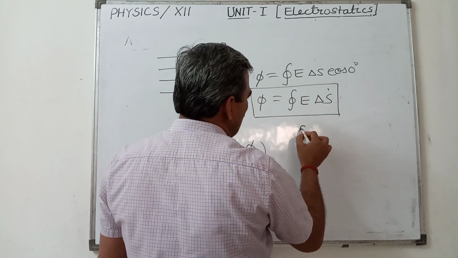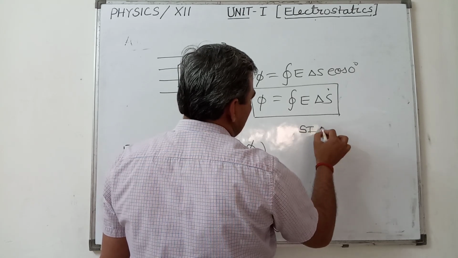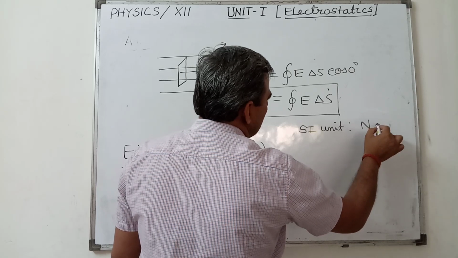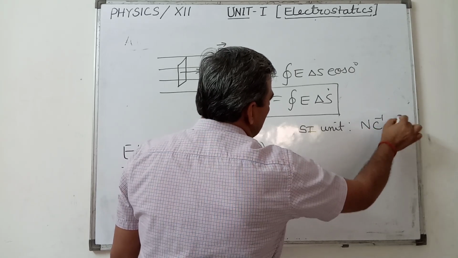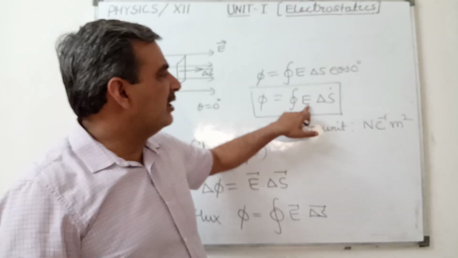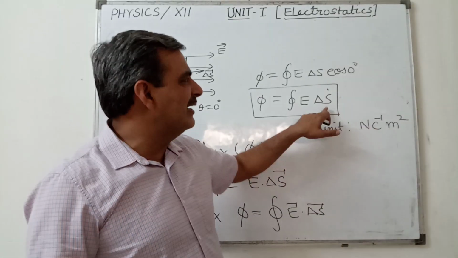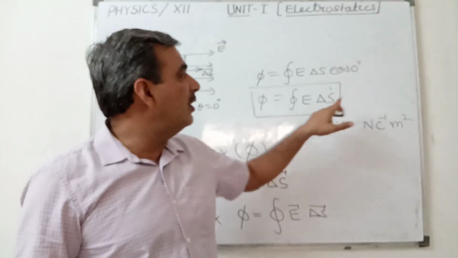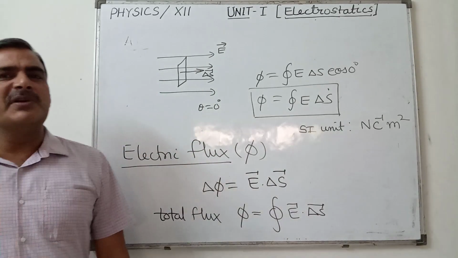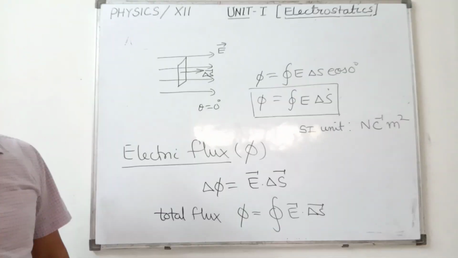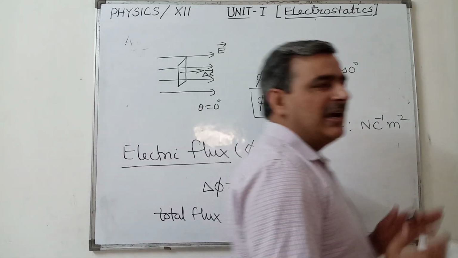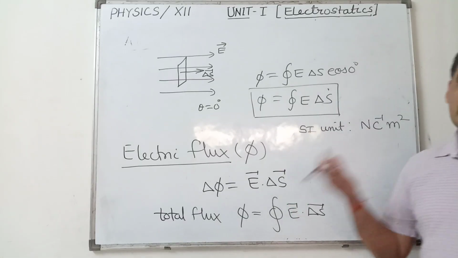Now if we talk about the unit of flux, in the SI system the unit of flux is Newton Coulomb inverse meter to the power 2. You have the unit from here also. E, electric field, has the unit Newton per Coulomb, and delta S has the unit meter square, because it is simply the area. So the unit is Newton Coulomb inverse times meter square. In the next lecture we will discuss the next topic, which is electric dipole. Thank you.